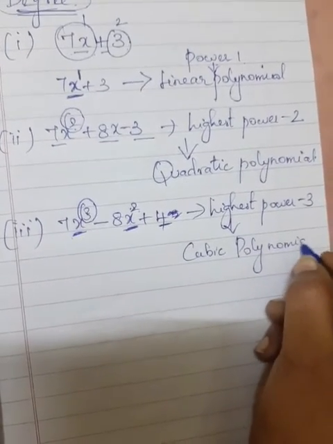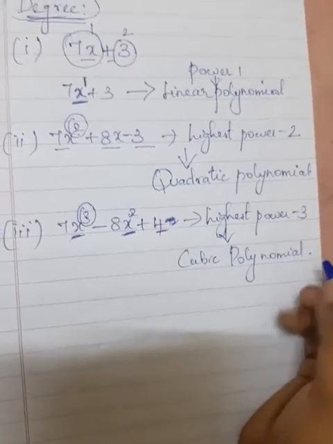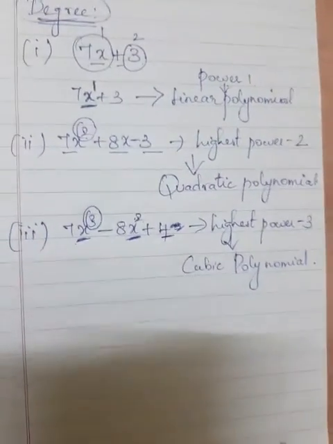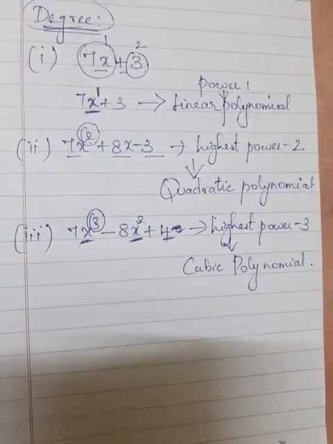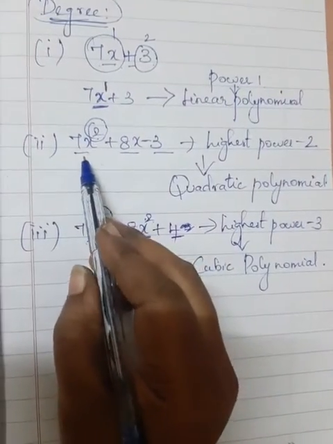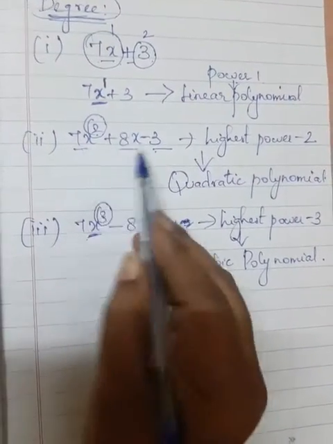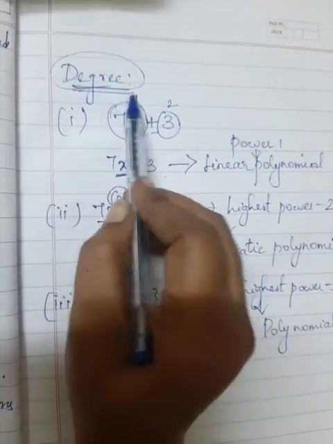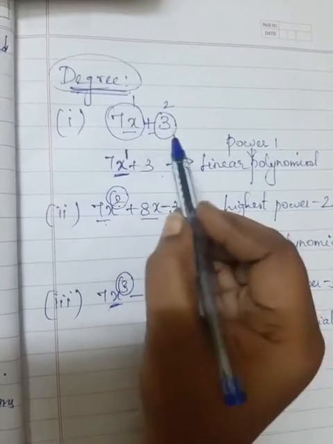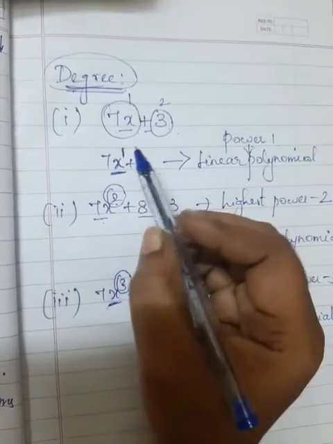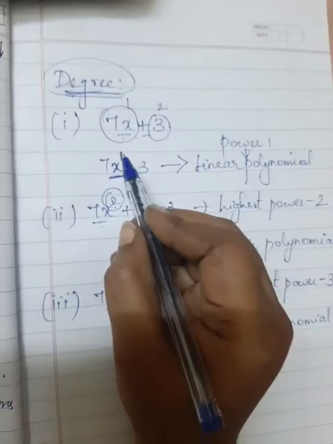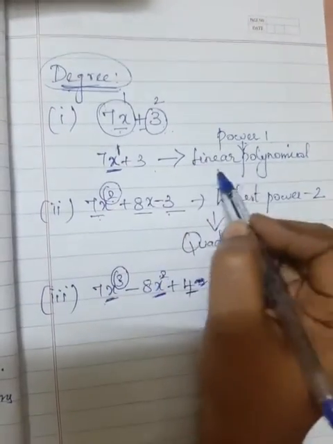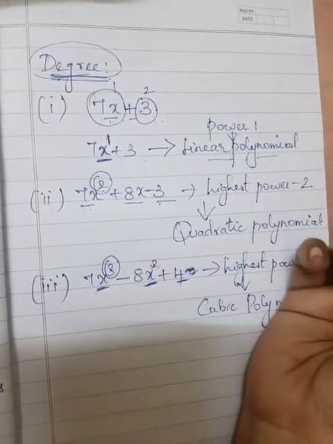Understood, children? Normally, for any polynomial, you need not be concerned about the terms. Maybe you have 3 terms or 4 terms or just 2 terms. When you are concerned only about the degree, you should not concern yourself about the terms. Here I have 2 terms, but the highest power is 1 only, so we say this is a linear polynomial.